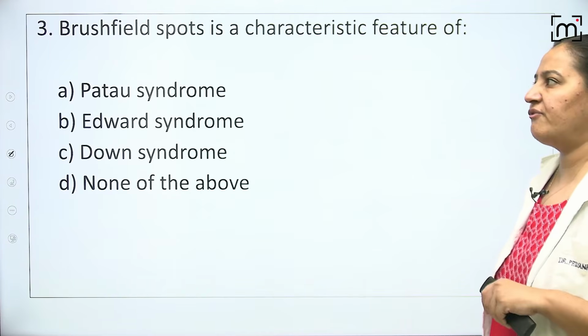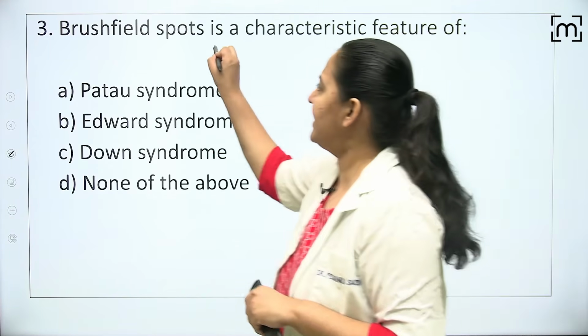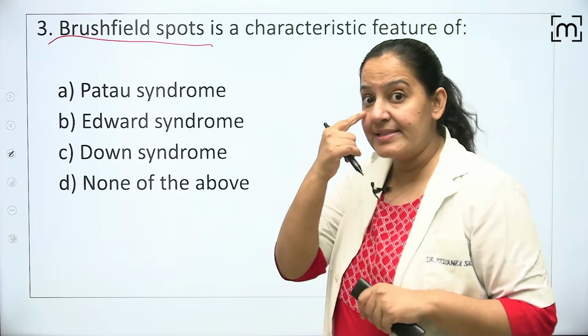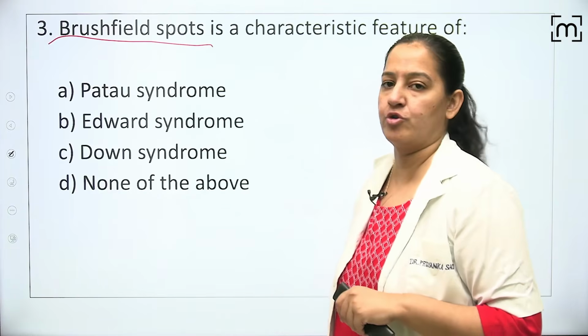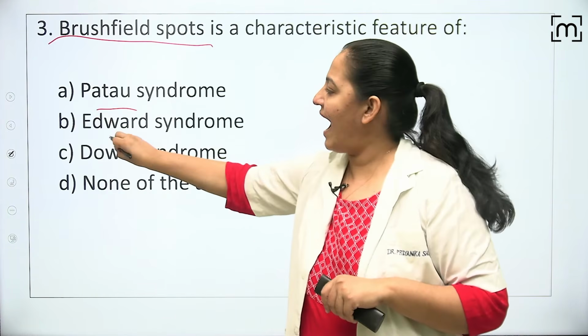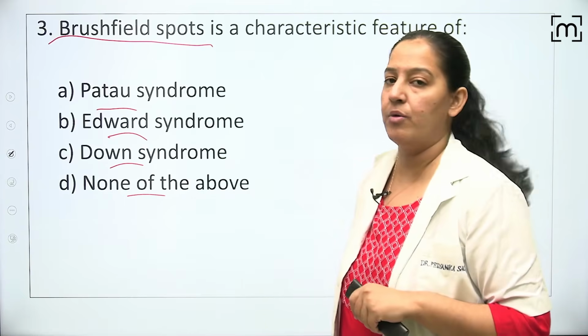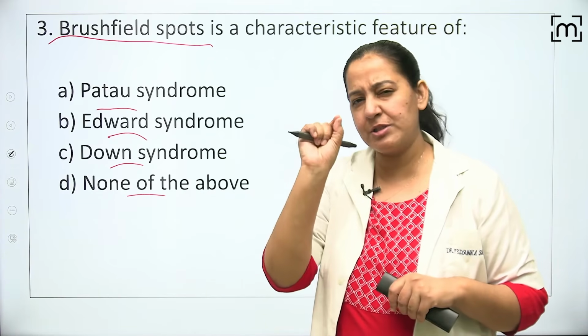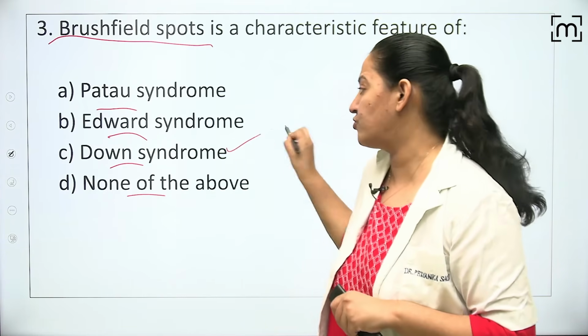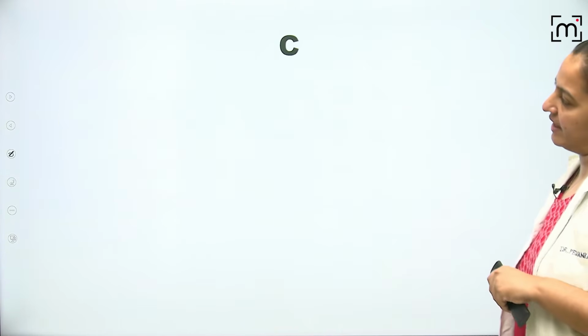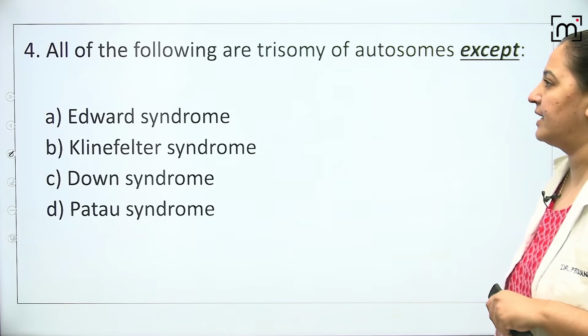This is the next question in front of you. Brushfield spots in the eyes are a characteristic feature of which syndrome? Is it a feature of Patau, Edward, Down or none of the above? In the iris of the eye, small spots are present in Down syndrome. I have shown you the diagram also. So the correct answer here is C.